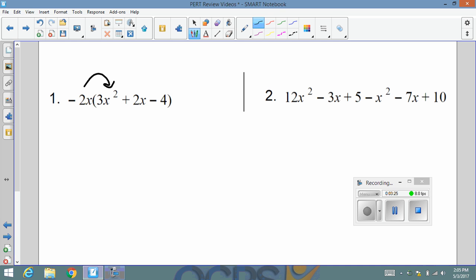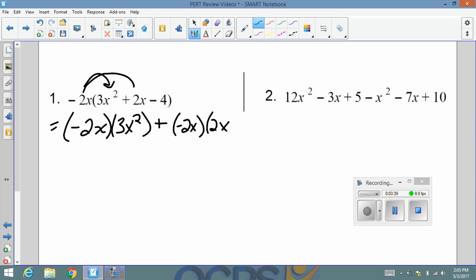So I'm going to do negative 2x times 3x squared plus negative 2x times 2x plus negative 2x times 4, negative 4. And then I do my multiplication. So that's my distributing step. Now I'm going to actually do my multiplication.